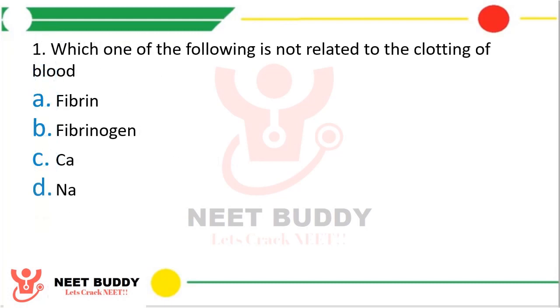Question number 1. Which one of the following is not related to clotting of blood? Option A, fibrin. Option B, fibrinogen. Option C, calcium. Option D, sodium. Which one of the following is not related to clotting of blood? The correct answer is option D, that is sodium. Calcium, fibrinogen, fibrin, all three have a role to play in clotting. However, sodium comes nowhere in the clotting system.